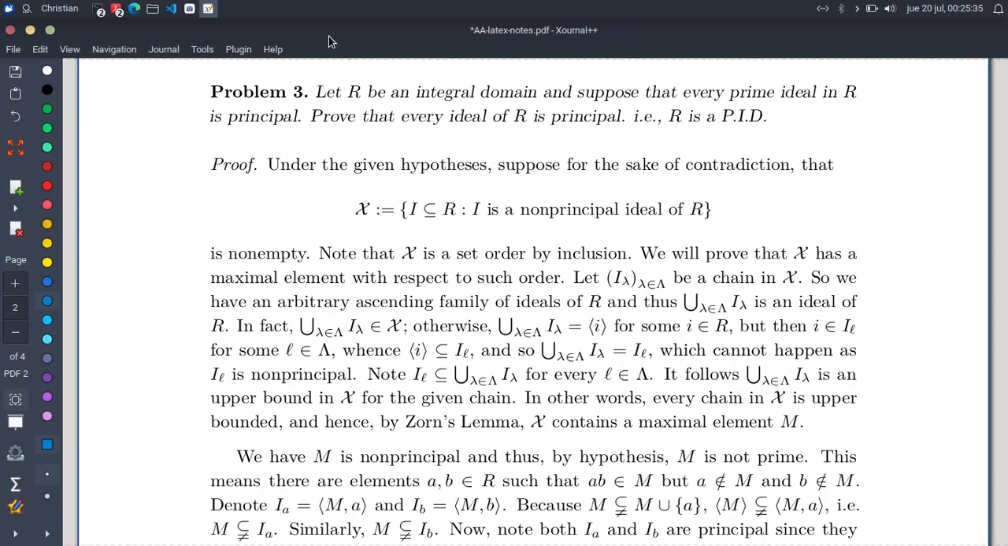Okay, this is the third problem. Let R be an integral domain and suppose that every prime ideal in R is principal. Prove that every ideal of R is principal, that is, that R is a principal ideal domain.